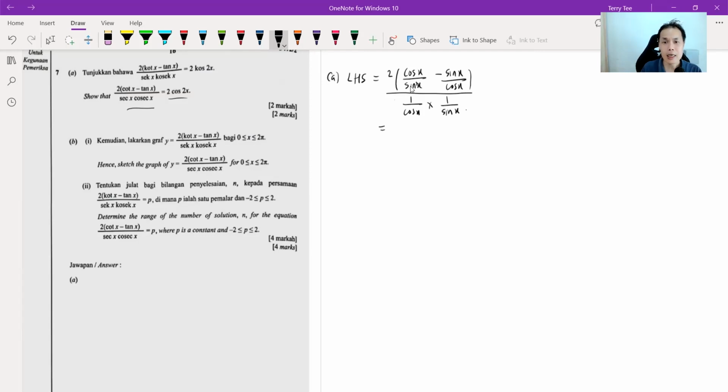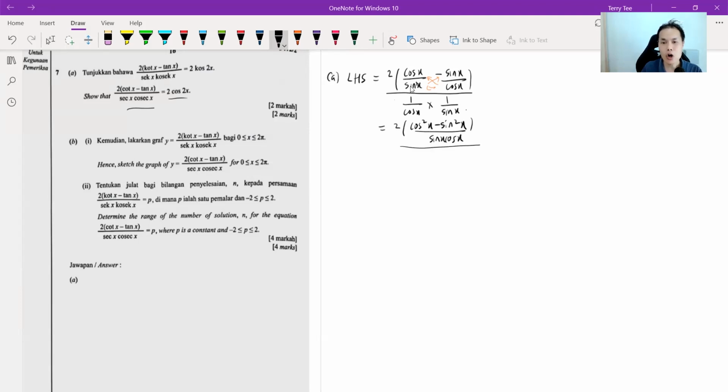I do a bit slower. I basically combine these two as a single fraction. And we take cos multiplied by cos. You get a cos square here minus sine square. Sine multiplied by sine. This is, show you this way. Yeah, and then you multiply sine and cos together, you get sine x cos x. As for your denominator, this is sine x cos x.